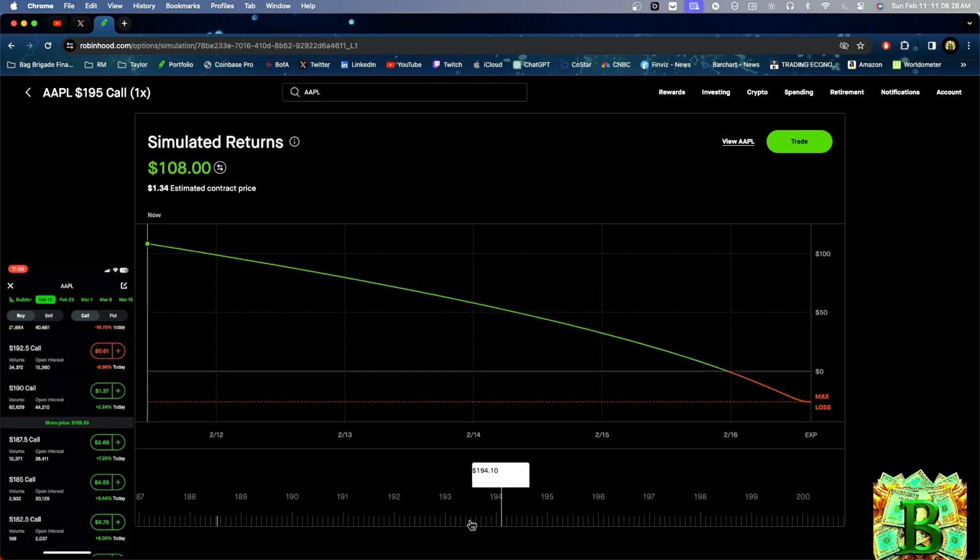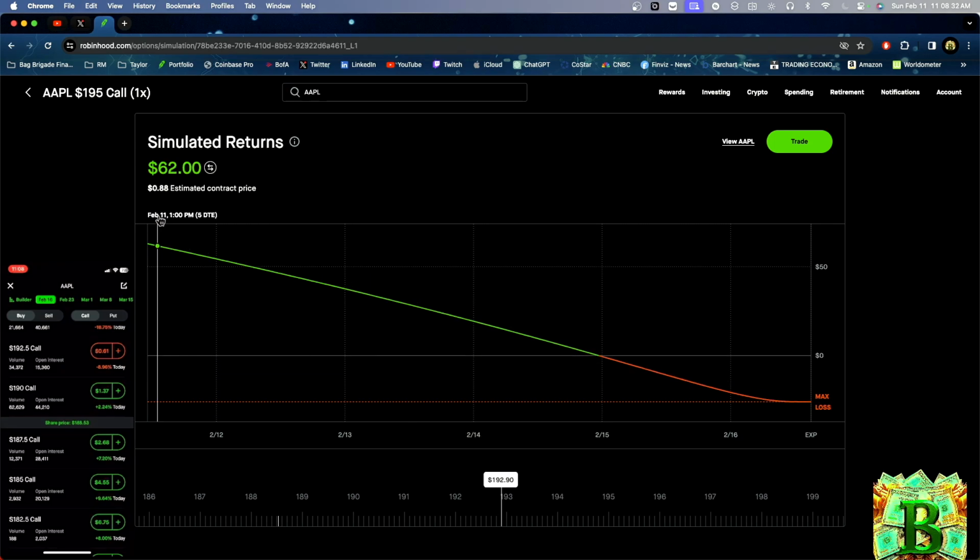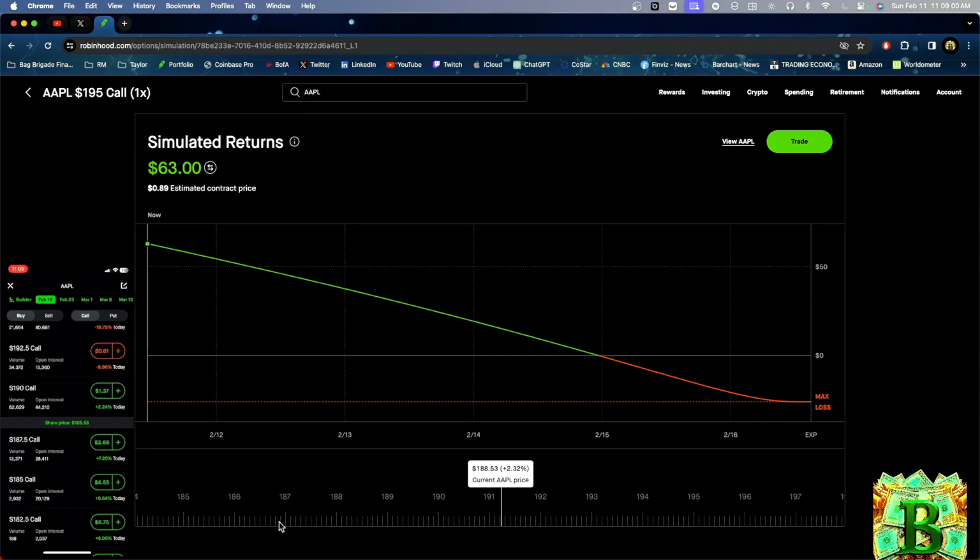So if it goes only to 193, okay. See, you can see how it's different because you're going to be in the green, of course, because it moved up, right? But as you approach your expiration date, the option is still not in the money, and then eventually it will go negative, and then eventually it goes to zero. I mean, it can go to zero. It just depends. You've got to use risk management.